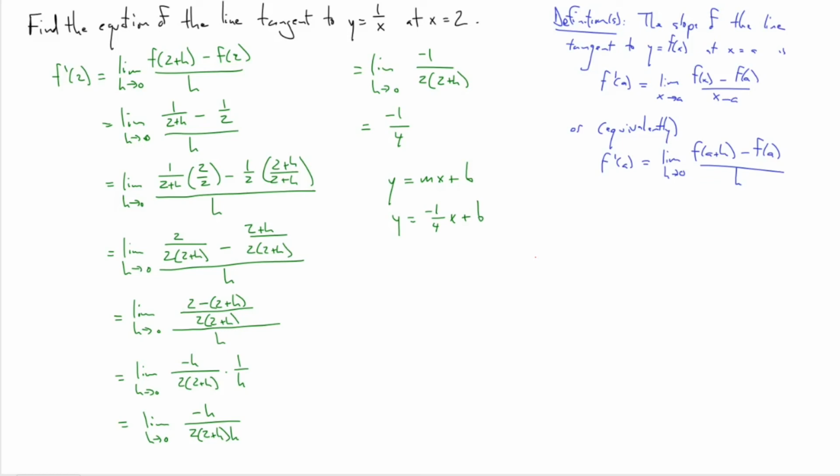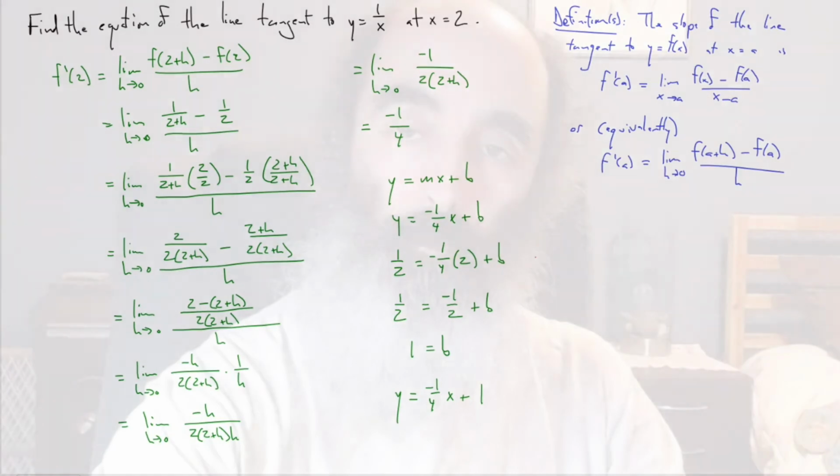But if we know what x is equal to, in particular x is equal to 2, it's very easy to compute what y is equal to because y is 1 over x. So where x is 2, y is 1/2. Giving us that 1/2 is negative 1/4 times 2 plus b. And solving that, we get that b is equal to 1. Which brings us finally to the answer to the question. The equation of the tangent line is y equals negative 1/4 x plus 1.